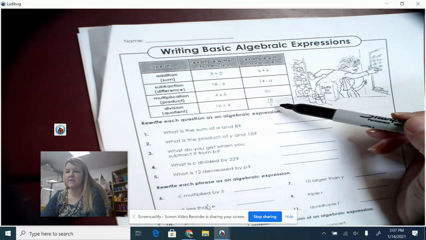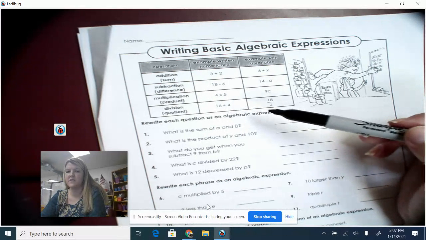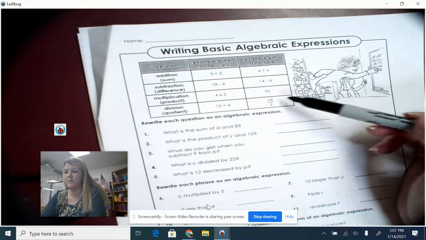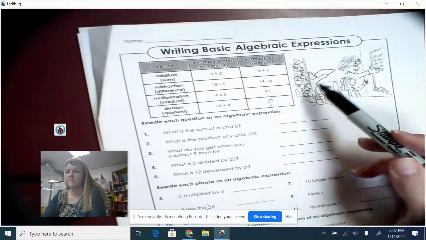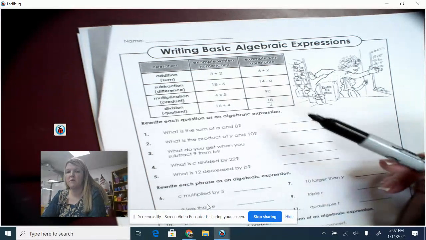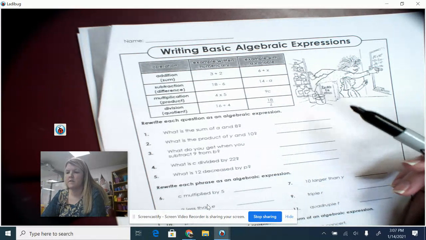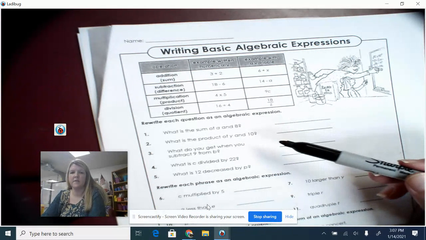And then, there's the fraction division, and then just the regular division, 16 divided by 4 or 18 over z. So we know we can write fractions as division or division problems as fractions. So we're going to go ahead and do an example now.